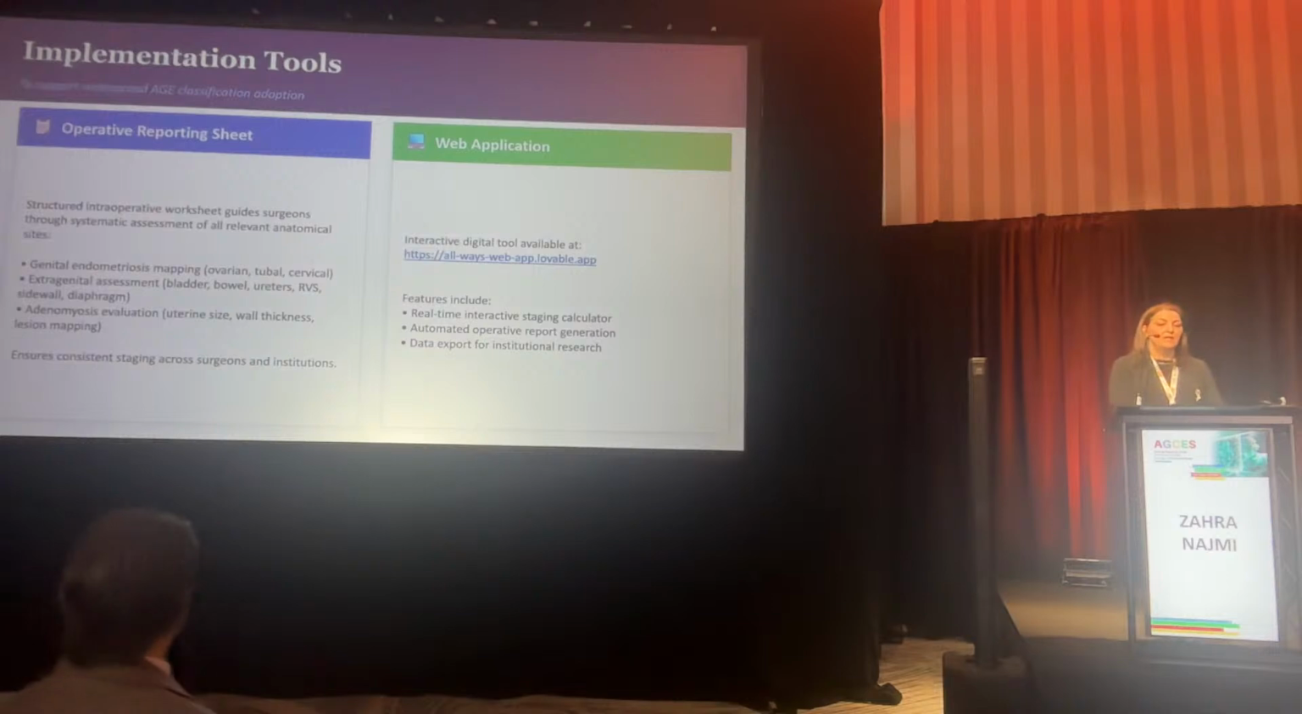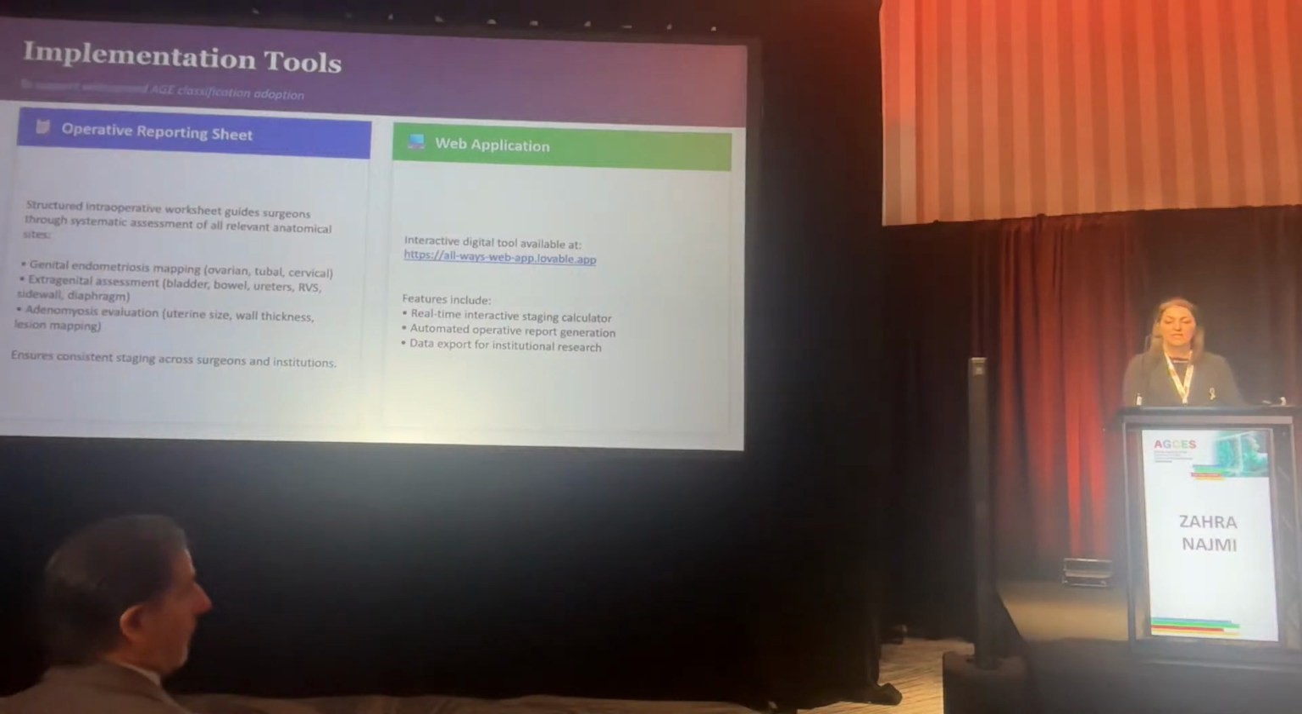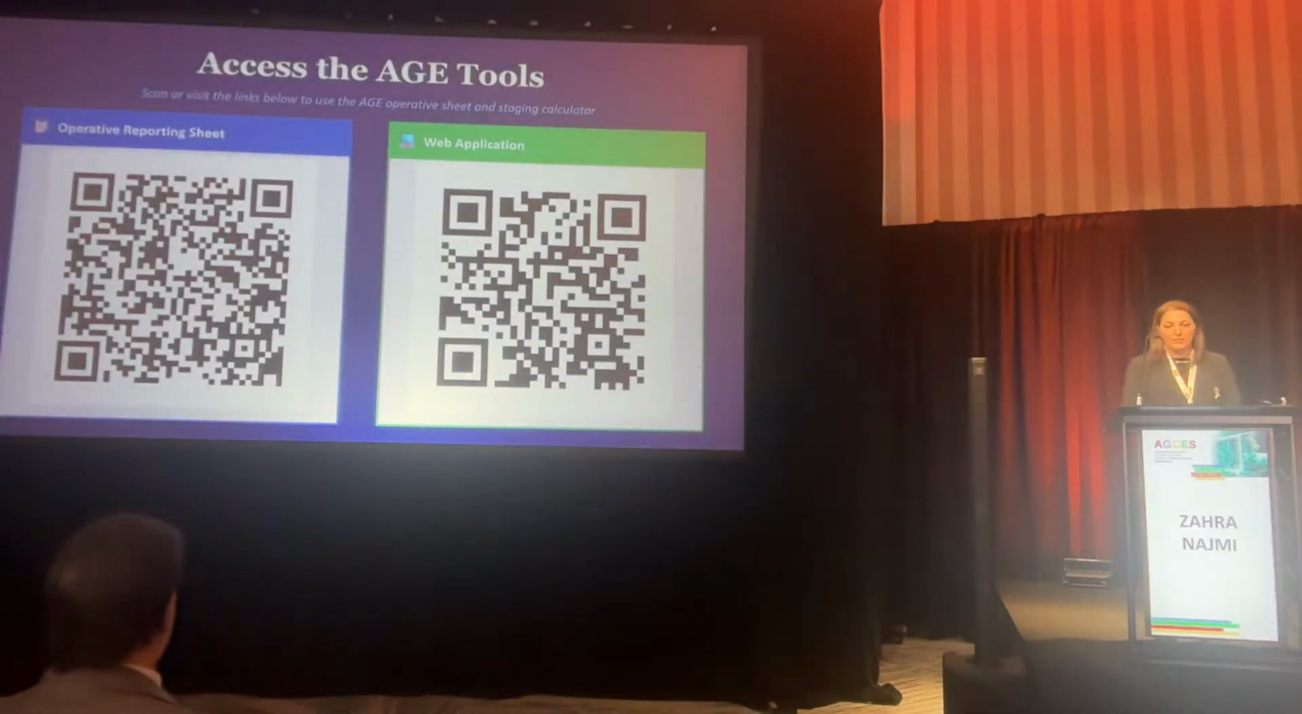And finally, to support widespread use of this classification system, we have developed 2 tools. One, an operative report sheet, which is a kind of PDF form. You can use it to ensure a consistent staging system across all surgeons. And we also have a web application, which is a real-time interactive staging calculator and automated operative report generator, which could be helpful for surgeons. Most of them are available here. The first one is the operative report sheet according to this staging, and the second one is the web application.